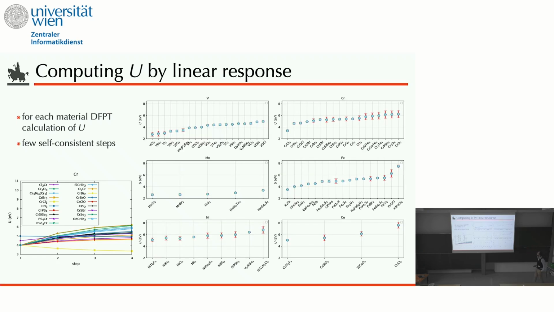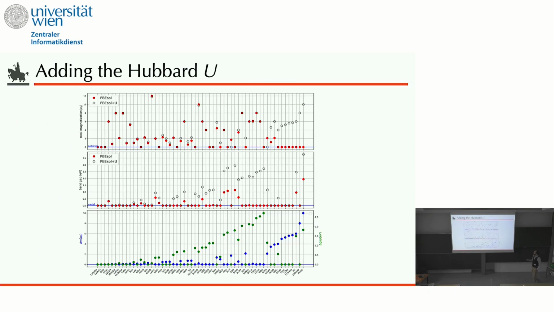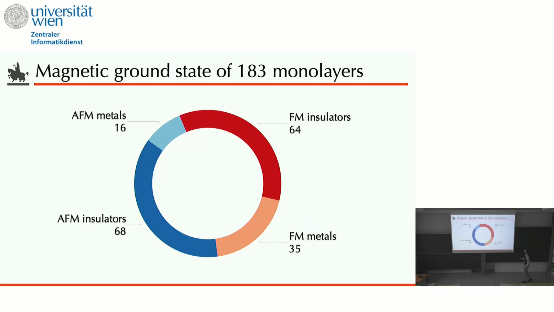And this is, for instance, the values of U that we find for different transition metals in different compounds. Now, of course, the Hubbard correction plays a role. So if you compare a simple DFT calculation with the DFT plus U, you get completely different results, very trivially in terms of band gap. So many metallic systems become insulators. And we can use ROMEO now to find the ground state.